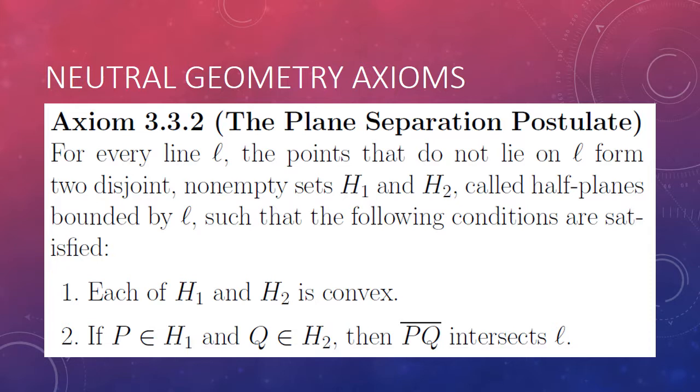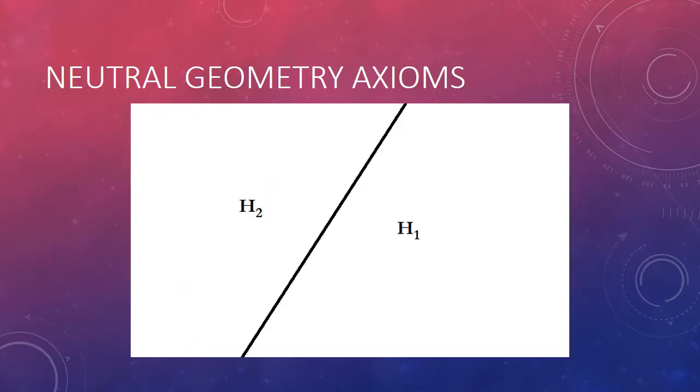So basically what it says is that every line creates a border between the things that are on one side and the things that are on the other. In this picture here, you can kind of see what I mean. This line has separated the plane into 2 separate half planes, both of which are convex sets, because if I pick any 2 points in one of the half planes, the line segment between them stays in the set.